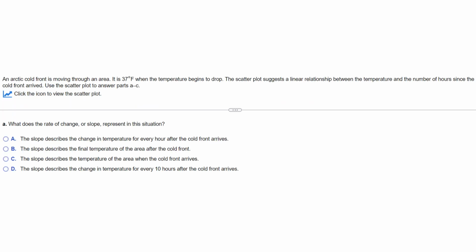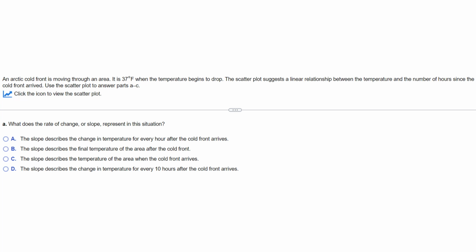For number 3, an Arctic cold front is moving through the area. It is 37 degrees Fahrenheit when the temperature begins to drop. The scatter plot suggests a linear relationship between the temperature and the number of hours since the cold front has arrived. Use the scatter plot to answer parts A through C. You do not have to use the scatter plot in this problem, as the majority of the information is given in the word problem itself.